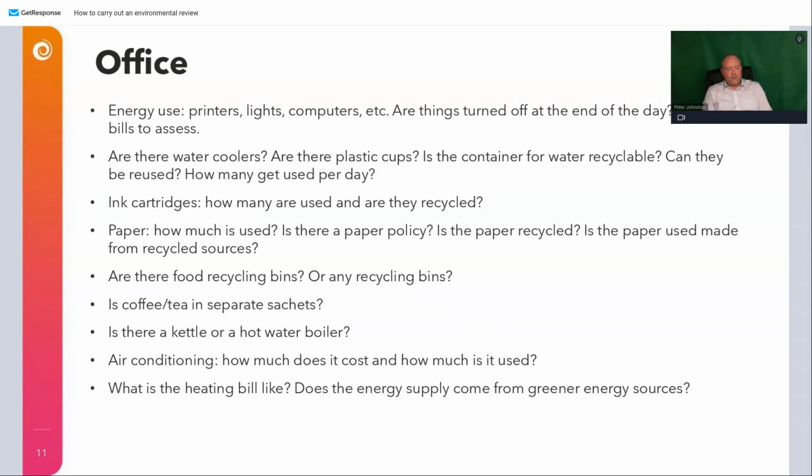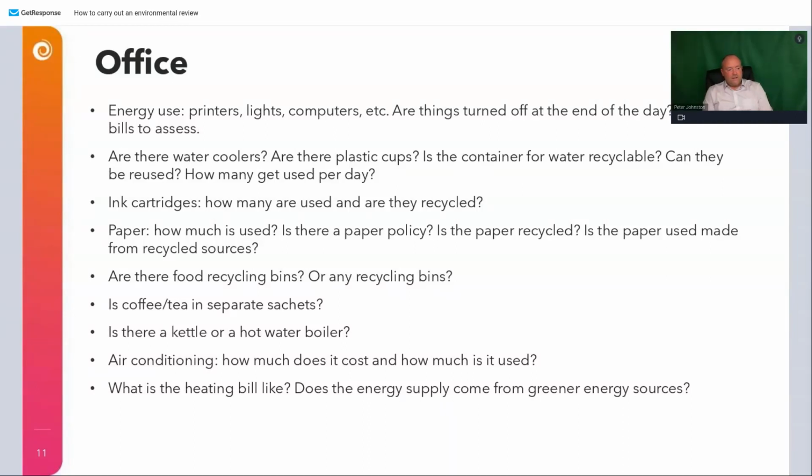So you press print, but it doesn't actually come out of the printer until you get there, and then you press your fob on it, or you put your code in, and then it releases it. Are there food recycling bins? Are there any recycling bins? Food recycling especially, if you look at the other recycled streams, by the time you get the food out of the general waste, within many offices, the stuff that's left is quite good dry recyclables that can be recycled.